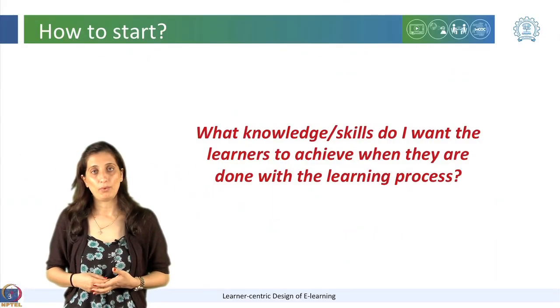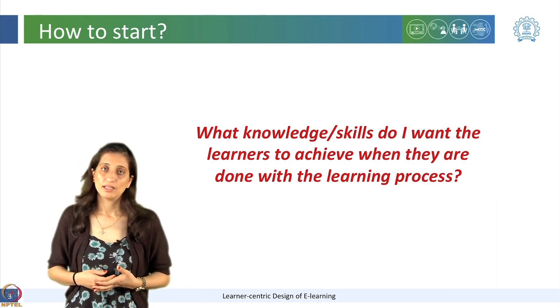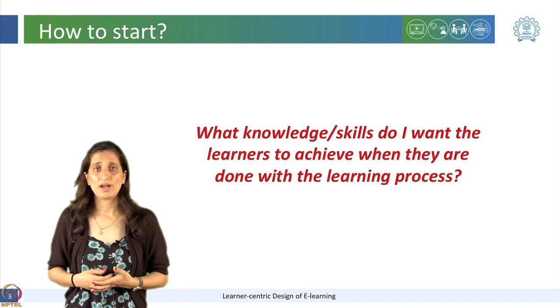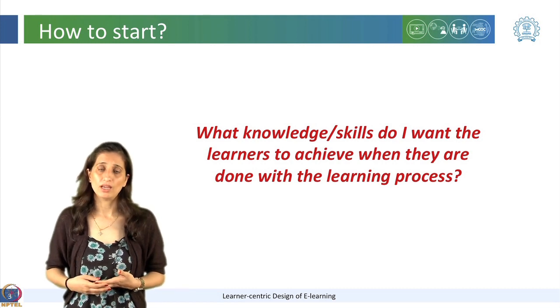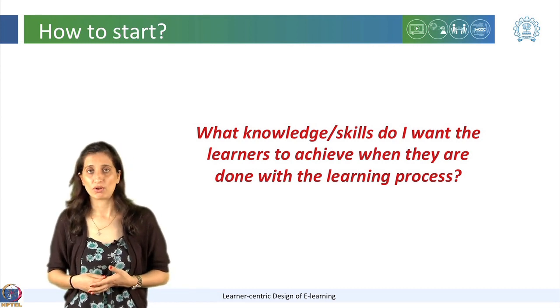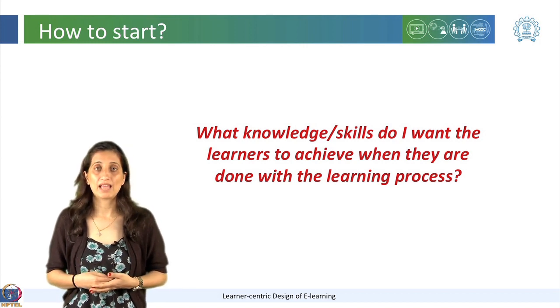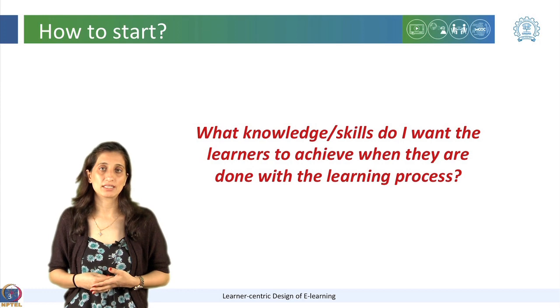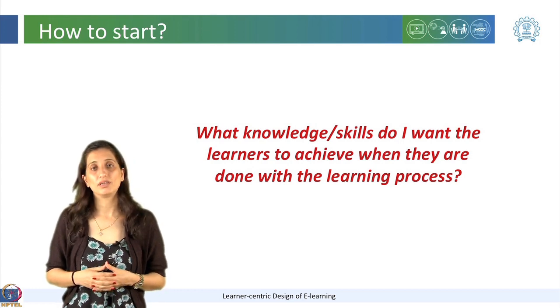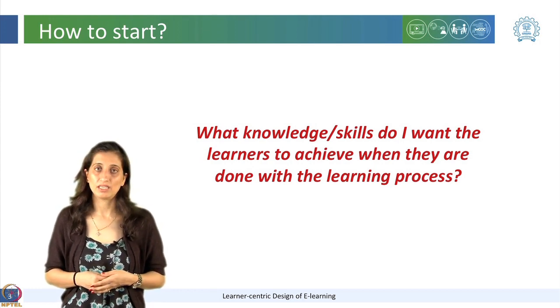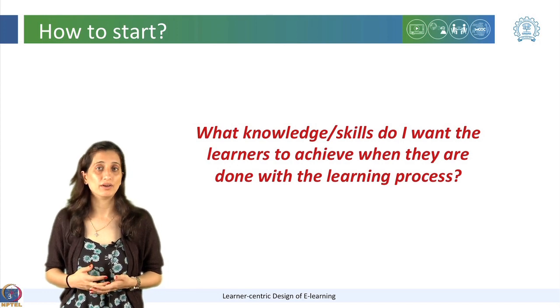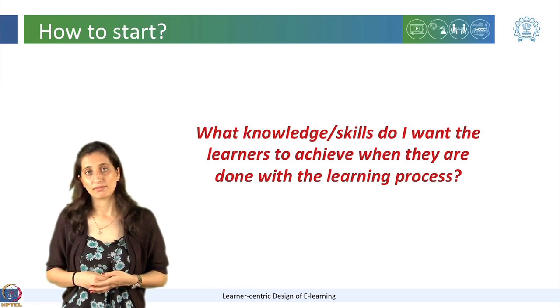A good starting point is to ask yourself a question: what knowledge or skills do I want my learners to take away after the finish of the learning process? This question will inform you about your learning outcomes and the design of your assessment tasks. It will also help you determine the appropriate learning activities and resources that are required to achieve the learning outcomes.